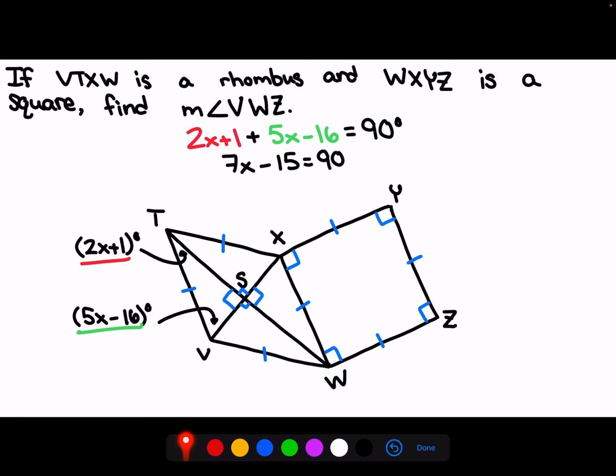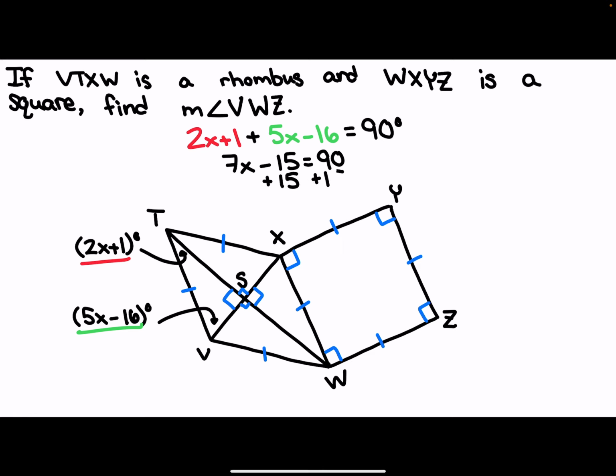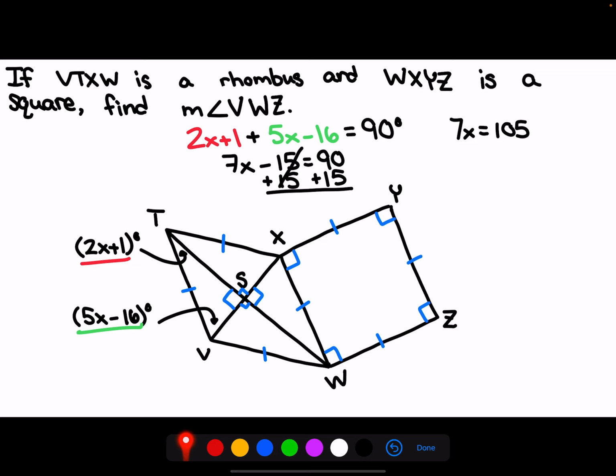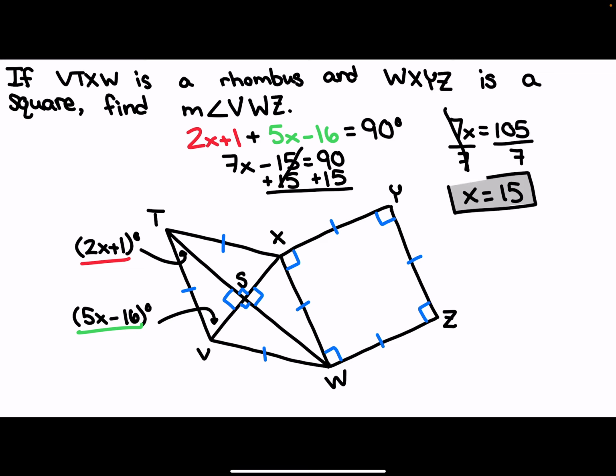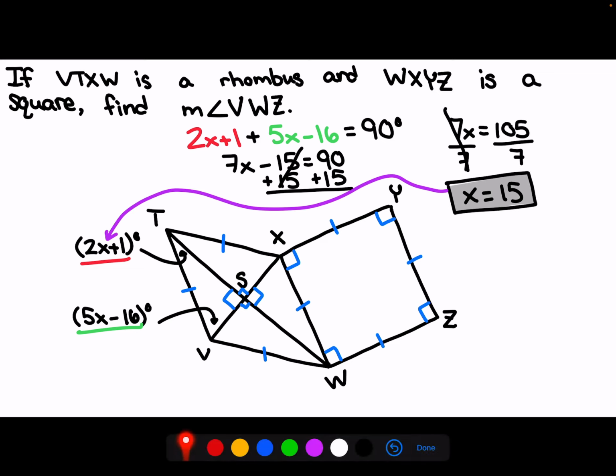7x minus 15 equals 90. Adding 15 to both sides, we get 7x equals 105. And then dividing both sides by 7, we get x equals 15. Now that we have x, we can solve for these missing angles here. So for this top angle, 2 times x plus 1, that will give me 30 plus 1, which is 31 degrees, which means the full angle would be 31 and 31, or 62 degrees total.